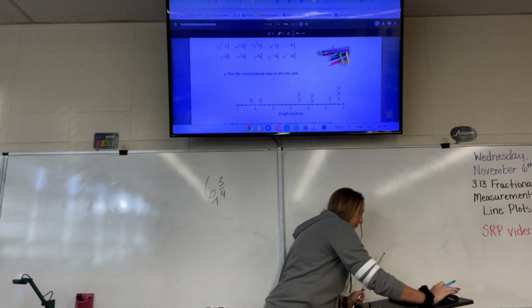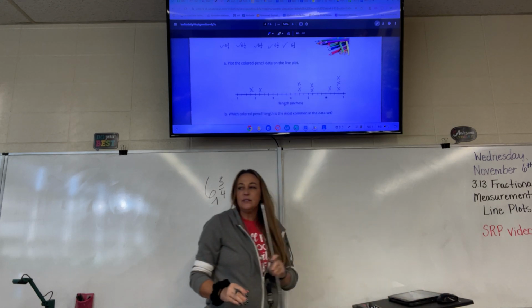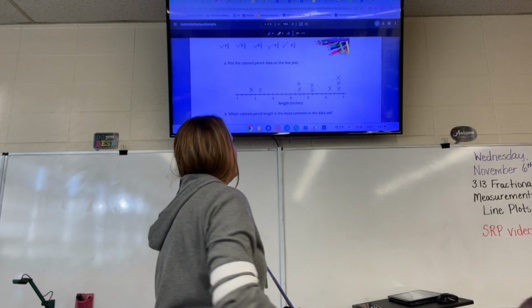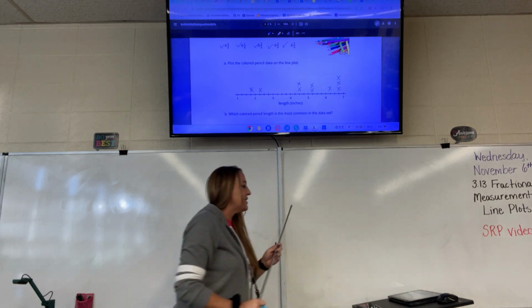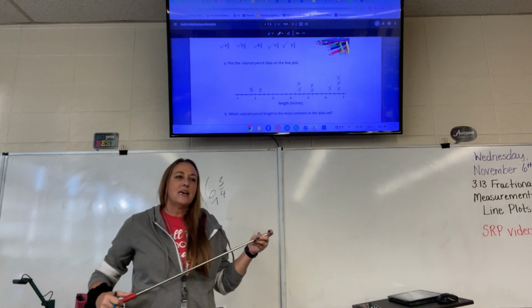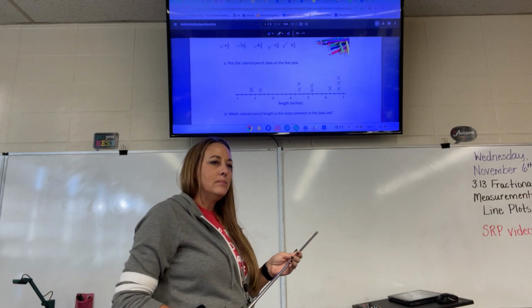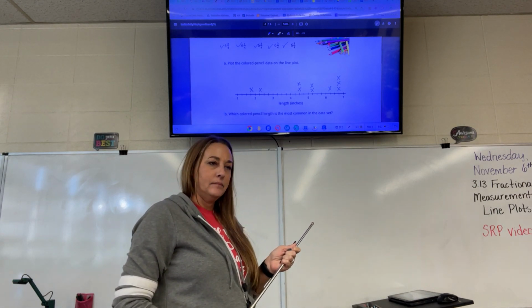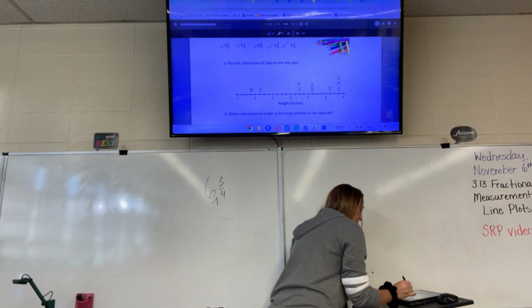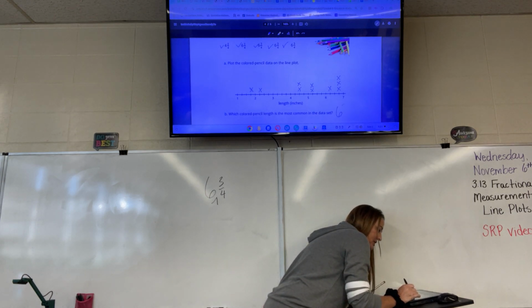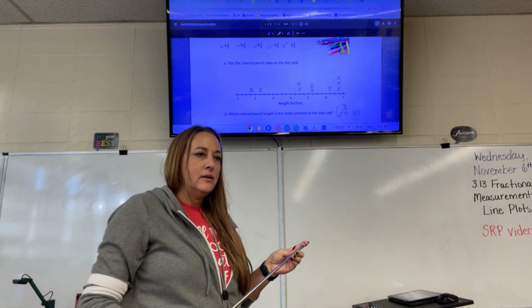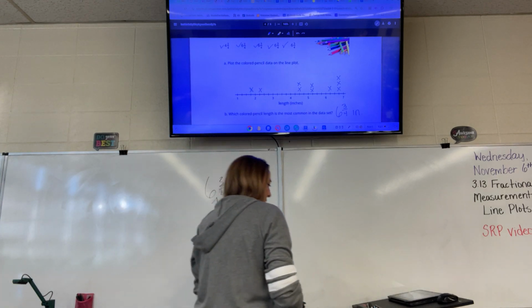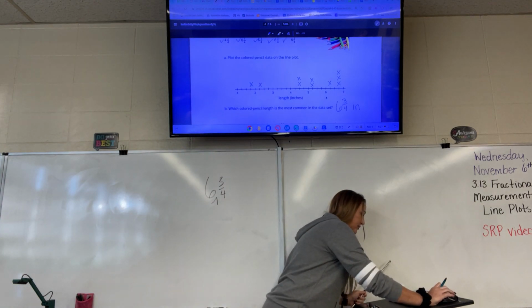Now that we have built our line plot, can we answer questions? Yes. Which colored pencil length is the most common in the data set? Fisher? 6 3/4. Nice job. How did you know that was the most common measurement in the data set? Because it has the most X's on top of it. Beautiful. Exactly right. So give yourself a point for that.